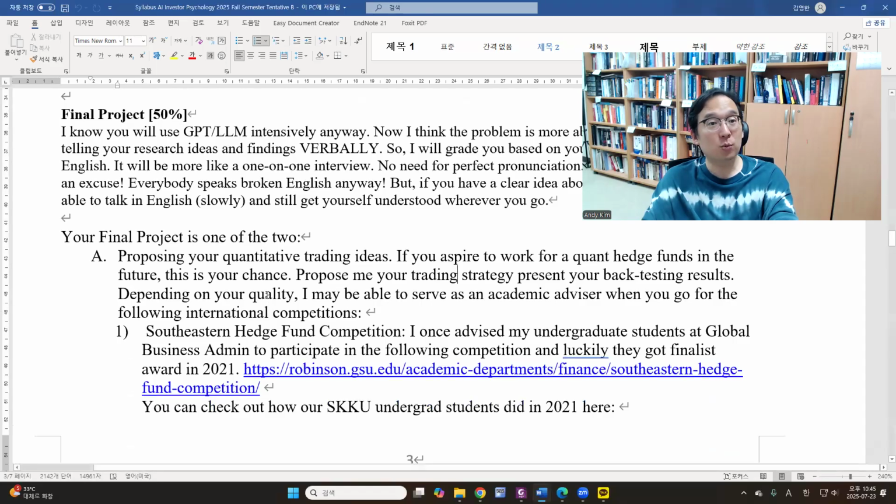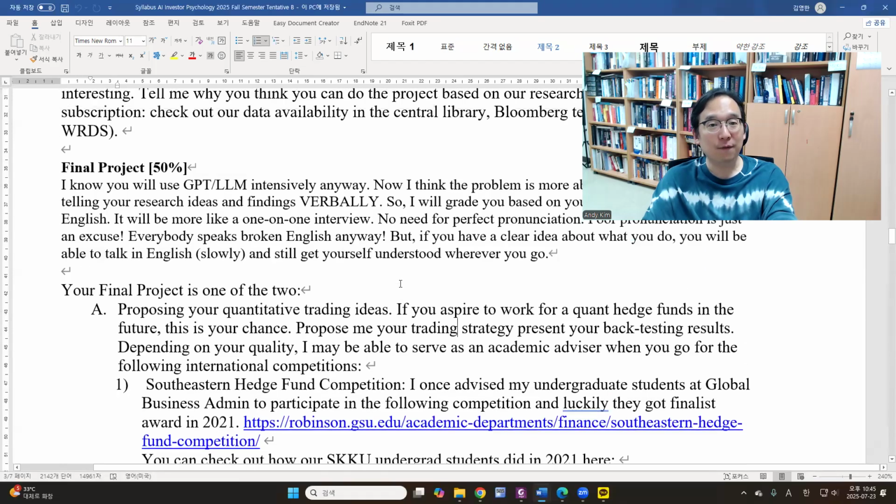Your final project is one of the two. Number one, proposing your quantitative trading ideas. If you aspire to work for quant hedge funds in the future, this is your chance.